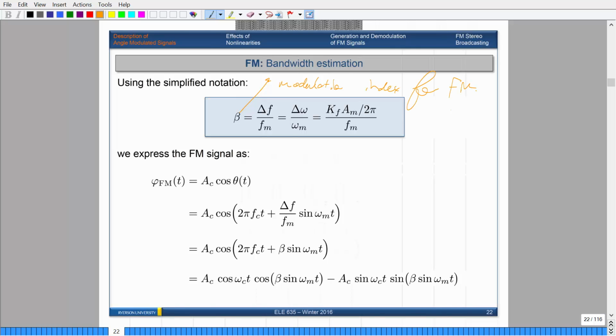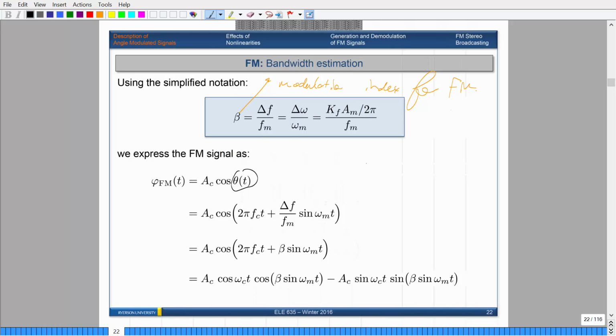Okay, so that basically just tells you how much deviation you'll expect from the carrier in your frequency modulated signal. So this is a measure that I can use not only to assess the quality, but also to determine how much deviation you're going to get with respect to the carrier. Okay, so we can finally express a frequency modulated signal as the following.